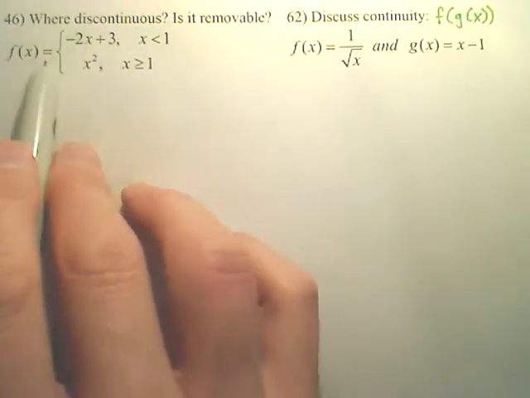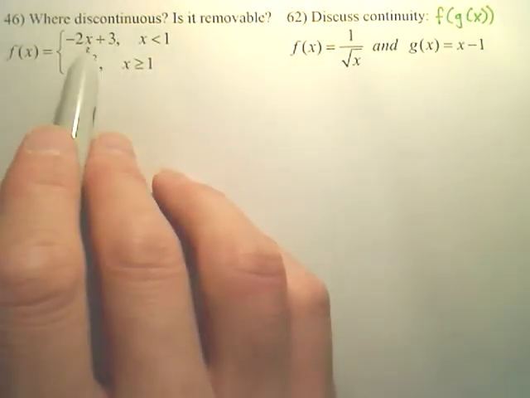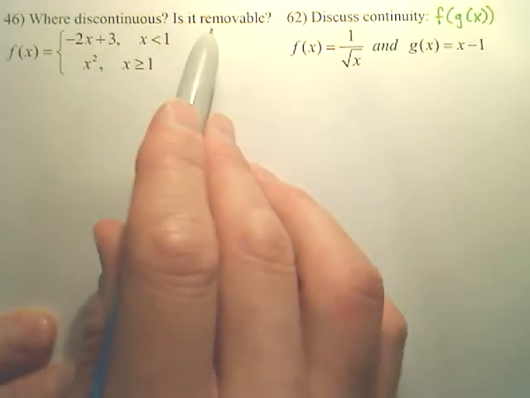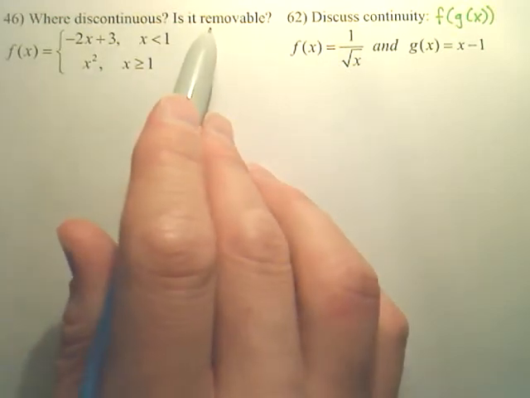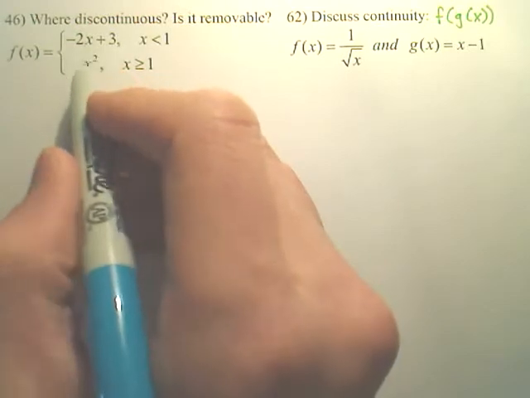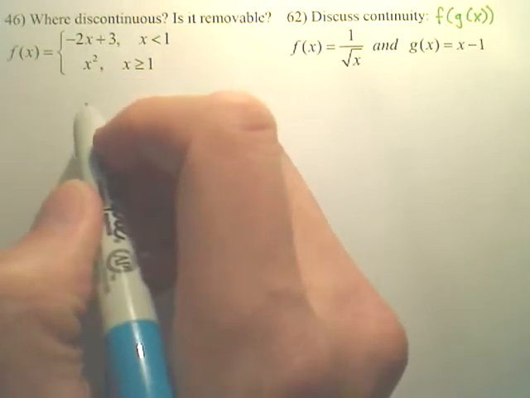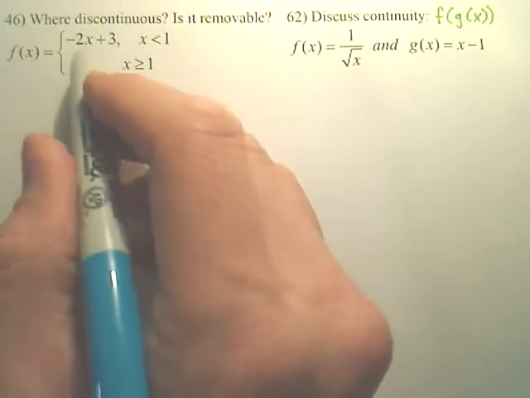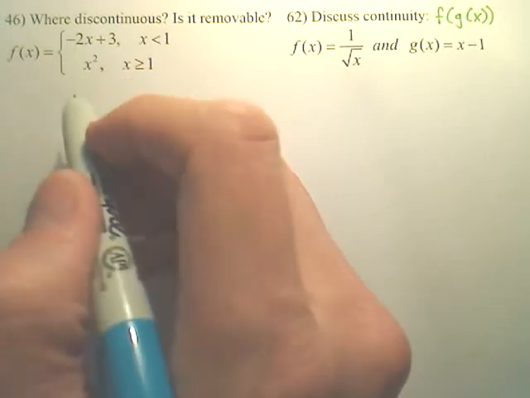Where is it discontinuous? Is this piecewise graph discontinuous? And if it is discontinuous, is it removable or not? So what you have to realize, this is a piecewise, so you have two different graphs. Now, you look at each graph individually and see, first, is each of these continuous?